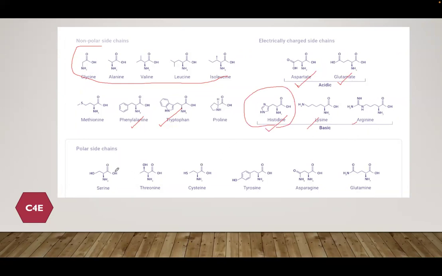Then polar side chains, because there is an OH group over here, and this OH group makes it a polar side chain, and that is serine. Similar goes with threonine. Then we have cysteine. Then tyrosine again has an aromatic ring over here, but it has an OH, which is a polar side chain. Asparagine is similar to aspartic acid, but instead of the OH group, it has an amide group, CONH2. Glutamine also has an amide instead of the acid. Therefore it is known as glutamine and asparagine.